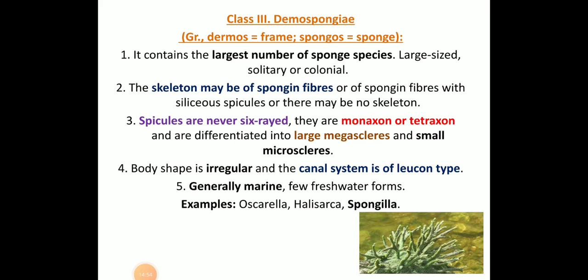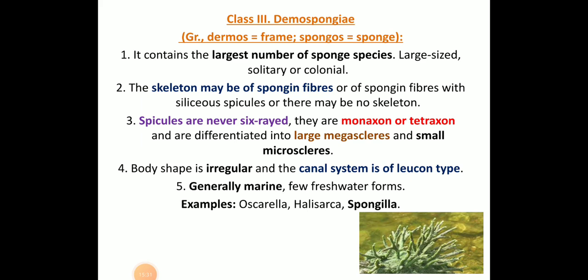And spicules are never 6-rayed, because 6-rayed will always be only Hexactinellida, but here they are monoaxon or tetraaxon, and they are differentiated into larger megascleres and smaller microscleres. And body shape is irregular, and the only canal system you can find is leucon type. Generally they are marine, though a few are freshwater. An example is Spongilla.